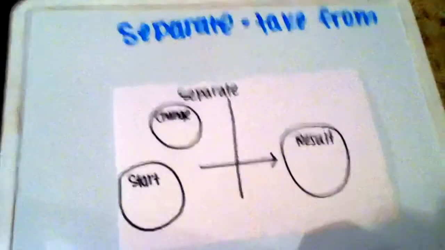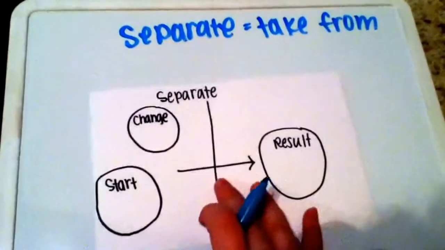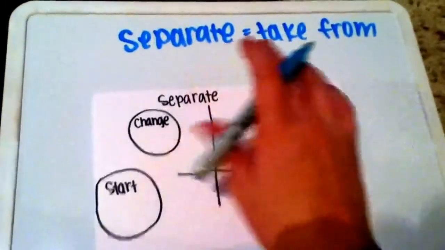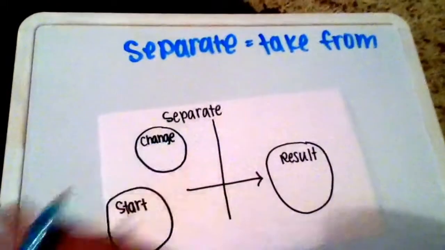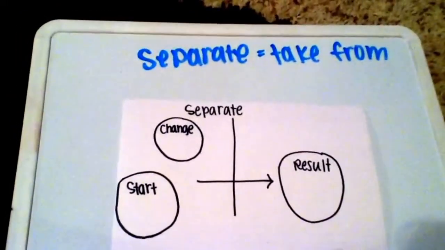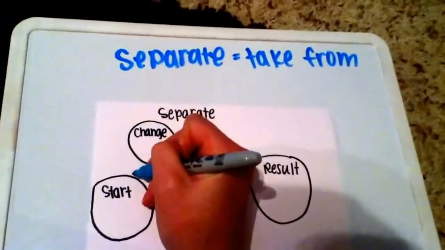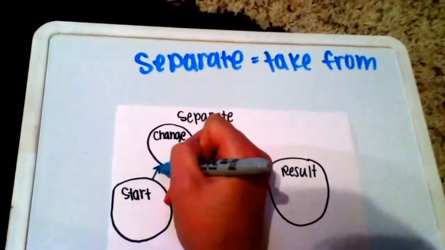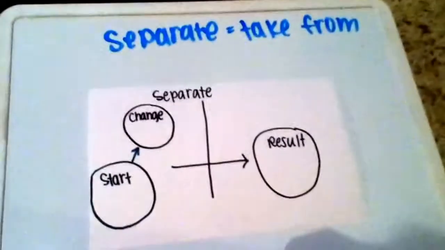The next thing we're going to be doing is separate problems, and this is using the same diagram as the join, except for separate is to take from, while join is to add to. So this is our subtraction version. So the main change in this problem is that the start arrow is now going to the change instead of the change going to the start. So let's have an example for this.